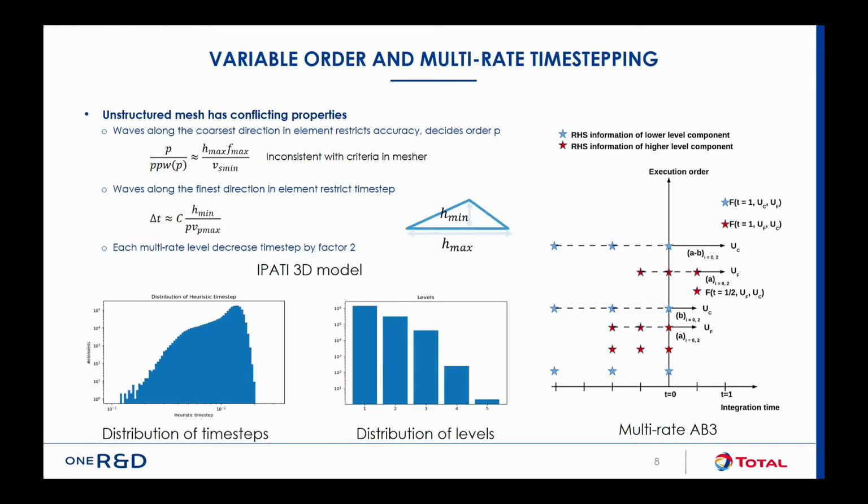So one way we can utilize is HP adaptivity. We can change the order depending on your element size. If you want a certain number of points per wavelength, there is a relation. You scale with H max, F max, and minimum shear wave velocity.